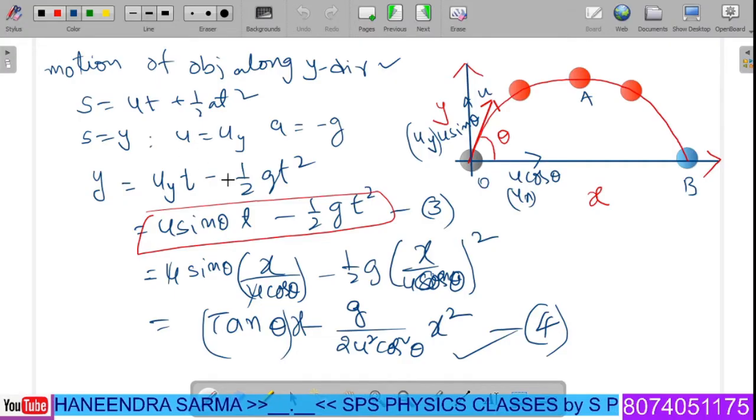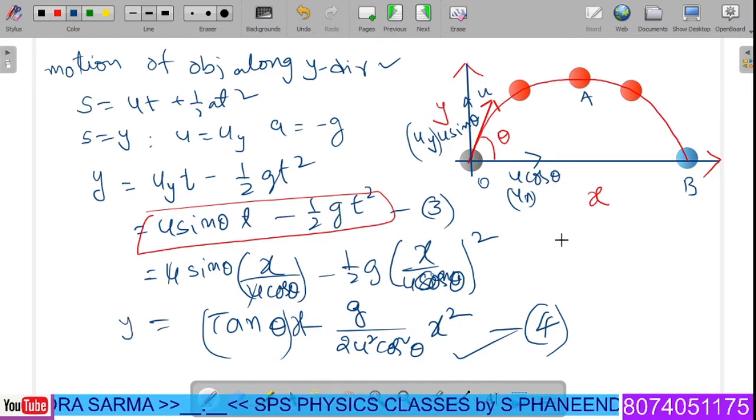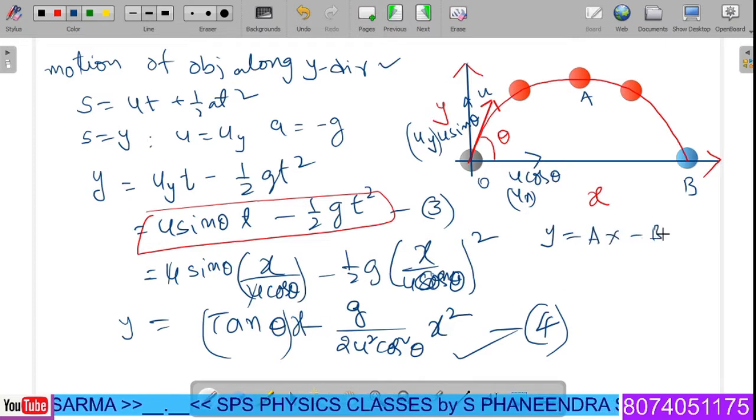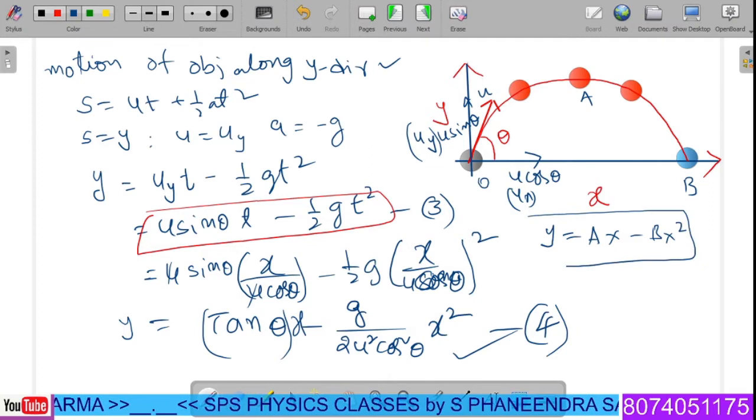Now, let us consider the remaining part of the projectile case. From the previous case, we have an equation: y = tan theta times x minus g by 2u square cos square theta times x square. This is the equation of the projectile. Now, the value of y can be written in the standard form ax minus bx square. This particular equation in mathematics is known as what?